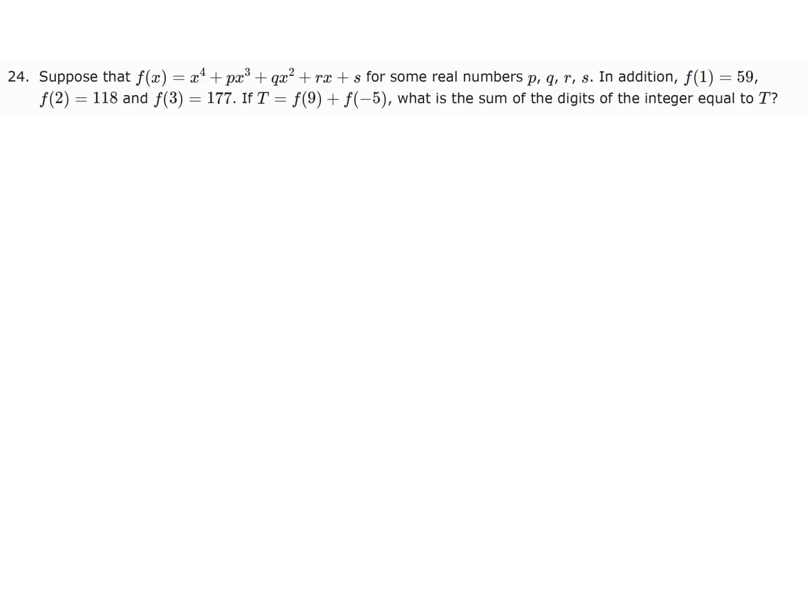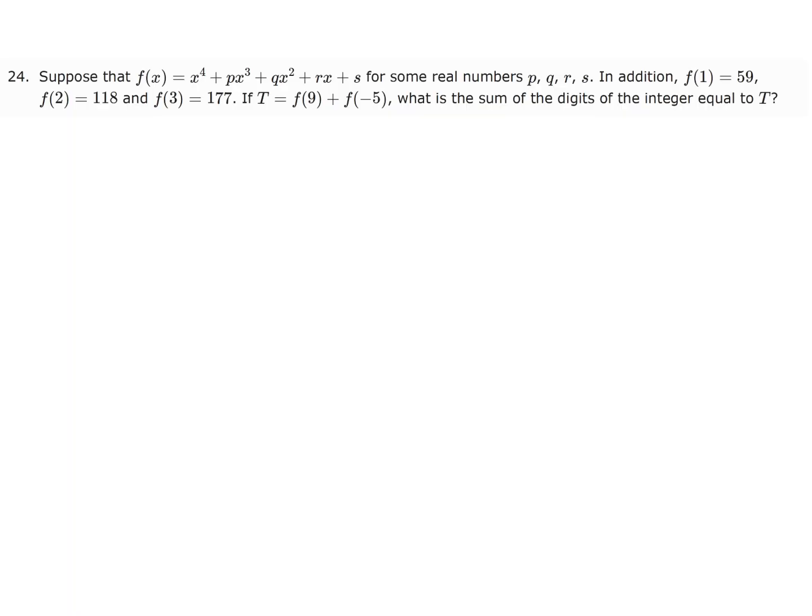Suppose that f of x is equal to x to the power of 4 plus px to the power of 3 plus qx squared plus rx plus s for some real numbers p, q, r, s. In addition, f of 1 is 59, f of 2 is 118, f of 3 is 177. If t is equal to f of 9 plus f of minus 5, what is the sum of the digits of the integer equal to t?